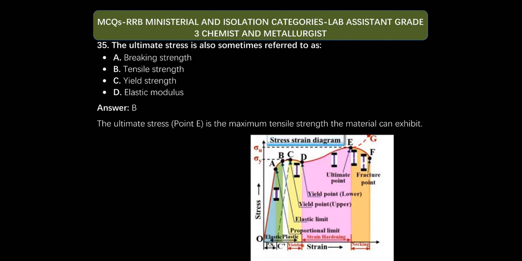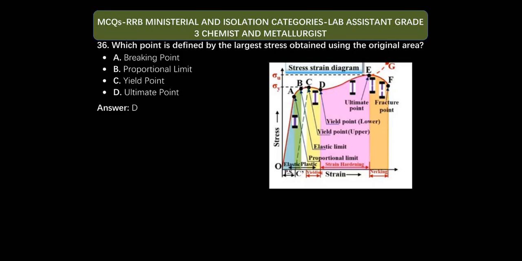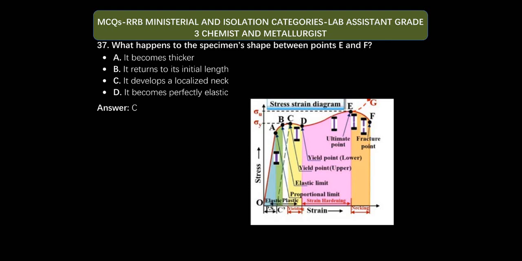The ultimate stress is also sometimes referred to as option B, tensile strength. The ultimate stress point E is the maximum tensile stress the material can exhibit. Which point is defined as the largest strength obtained using the original area? Option D, ultimate point. What happens to the specimen between point E and F? Option C, it develops a localized neck.